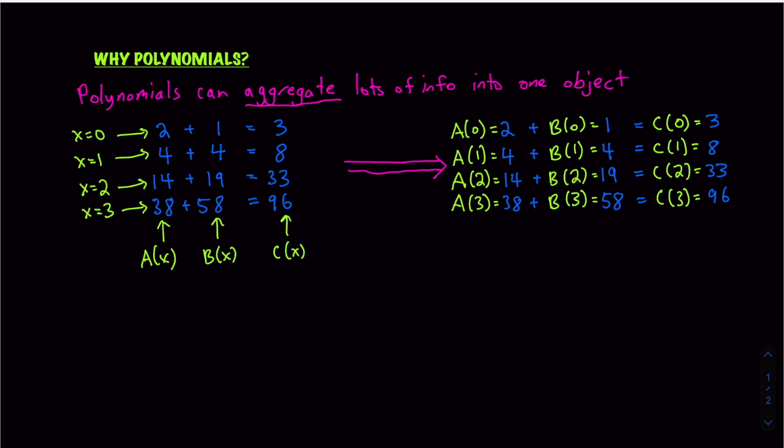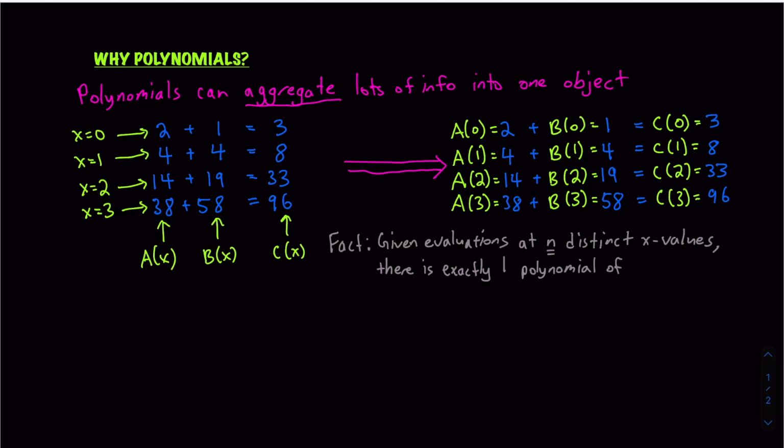At this point, you might wonder whether such polynomials even exist, and if they do, whether they're unique. Going back to the fundamentals of algebra, there's a key fact that tells us that if you specify the values of a polynomial at n distinct x values, then there is exactly one polynomial of degree at most n minus 1 that fits those points. Now, how to find this polynomial? We can do it using something called Lagrange interpolation.